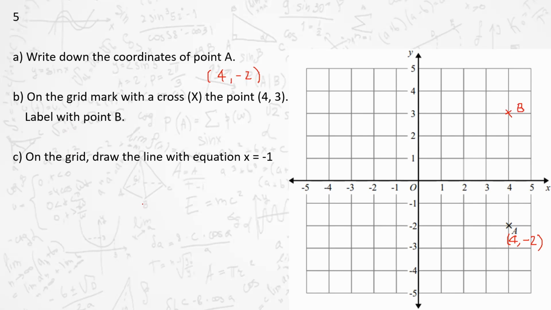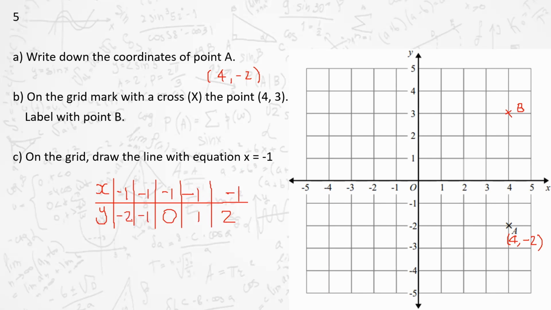On the grid, draw the line with the equation x equals minus 1. Normally, when we draw equations, we have x and y, and then we have different values. Because x equals minus 1 is the only value for x, it doesn't matter what we have for y, my x will always be minus 1. So let's see what it looks like.